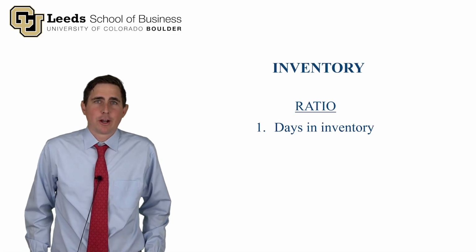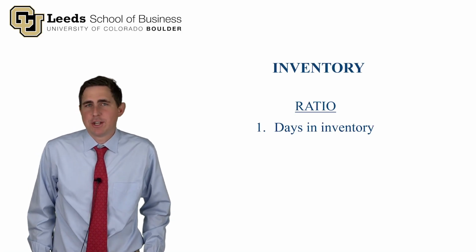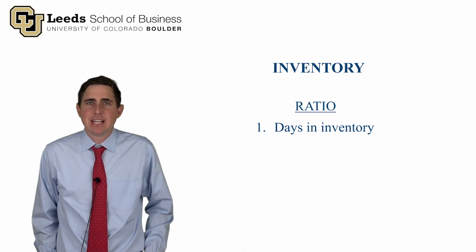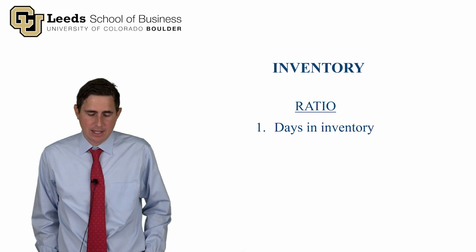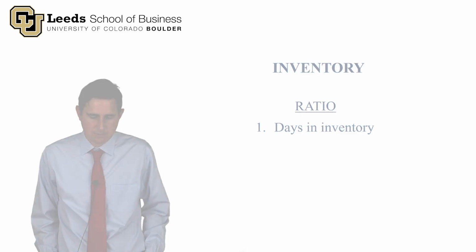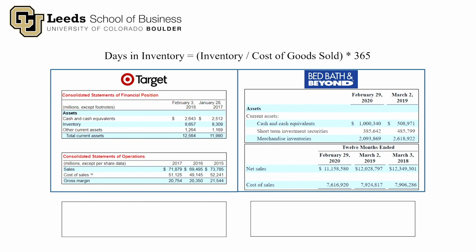Okay, in this video we're going to go over one inventory ratio, and that ratio is called days in inventory. This should look a lot like days sales outstanding, which we did in the receivables section. So what does days in inventory represent? How many days' worth of inventory do you have sitting on your shelves right now? At the end of the year, you have inventory sitting on your shelves. How many days will it take to sell all that inventory?